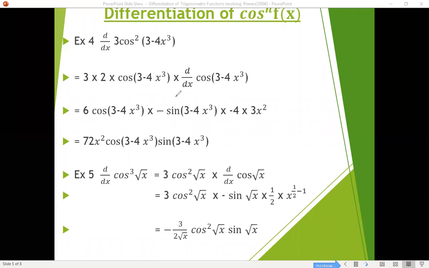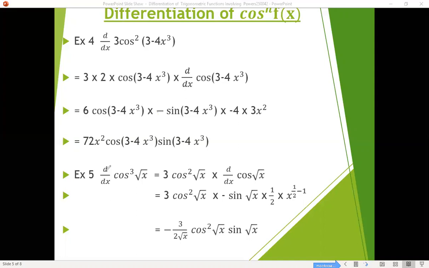the derivative of cos 3 minus 4x cubed, it's minus sine of the function, multiplied by the derivative of minus 4x cubed, it's minus 4 times 3x squared. So the final answer will be minus 72x squared cos into bracket 3 minus 4x cubed, sine into bracket 3 minus 4x cubed.